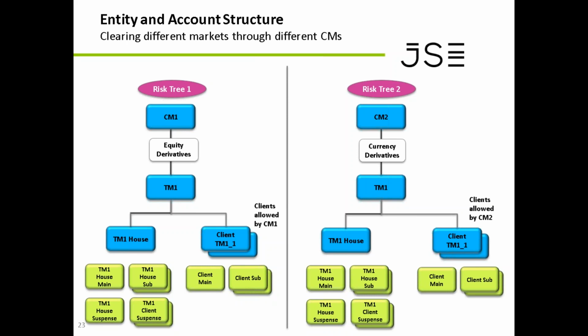So on this risk tree, you can see that the market that's being cleared is equity derivatives. And on this risk tree, the market that's being cleared is currency derivatives. But you'll notice that the trading member is exactly the same. You'll also notice that the client is exactly the same. So logically, there would be different position accounts created for this risk tree and the same logical accounts created within that risk tree so that the margin can be calculated based on who the clearing member is for each market.